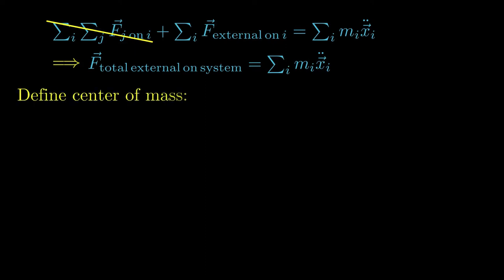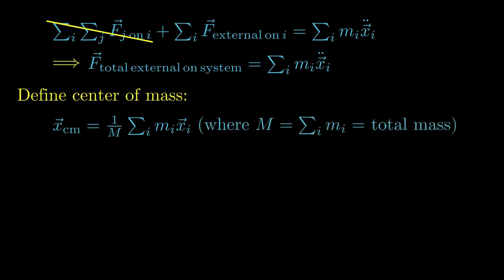Next, we define the center of mass of the system as the sum of m sub i times the ith position vector, all divided by the total mass, capital M. Differentiating this definition twice, we find that the acceleration of the center of mass equals the sum of the masses and accelerations divided by the total mass. Then our result says that the total external force acting on the system equals the total mass of the system times the acceleration of the center of mass.